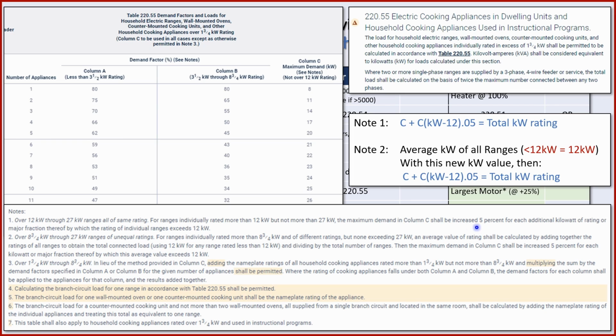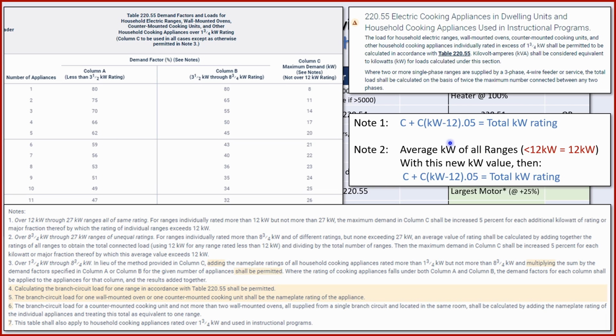Now, to make this simple, I made up a formula here, or this is the formula that I developed from this, and it is the column C value plus the column C value times the kW rating minus 12 times 5%, and that'll give you your total kW rating. So if you just plug your numbers in right there, you'll get your answer. And it's as simple as that.